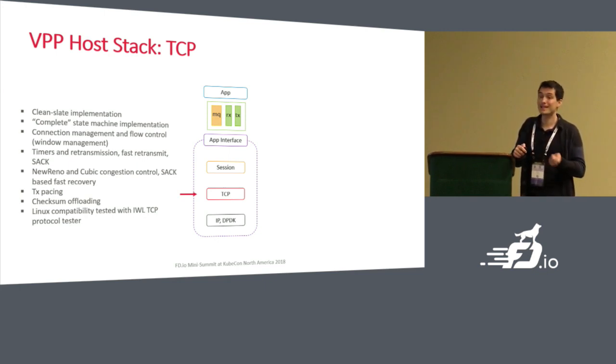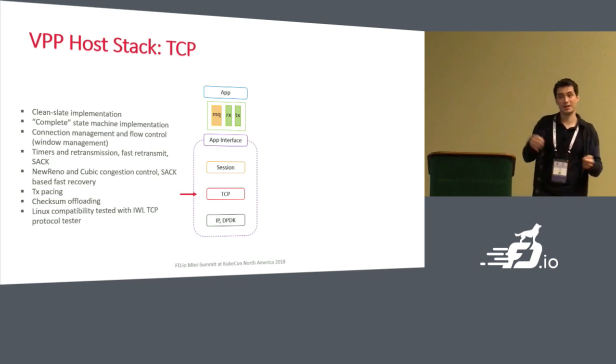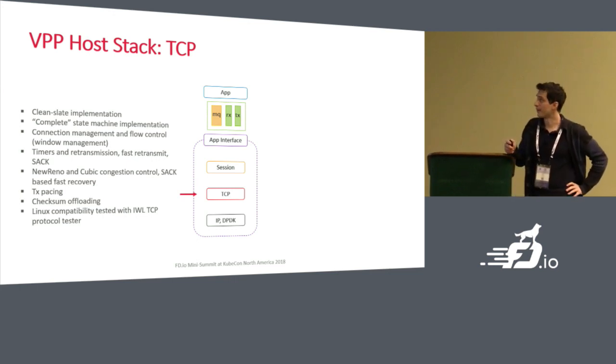A new feature is TX spacing. So yes, the TCP protocol now implements TX spacing, and uses the TX spacing infrastructure from the session layer. This is very useful to drop TX bursts at short timescales that TCP tends to do, because at high timescales it doesn't burst because of the congestion window. And as we'll see a bit later, this improves performance a lot. And we've tested compatibility of the stack with Linux using the IWL protocol tester. We plan to use as many testers as possible to further harden the code.